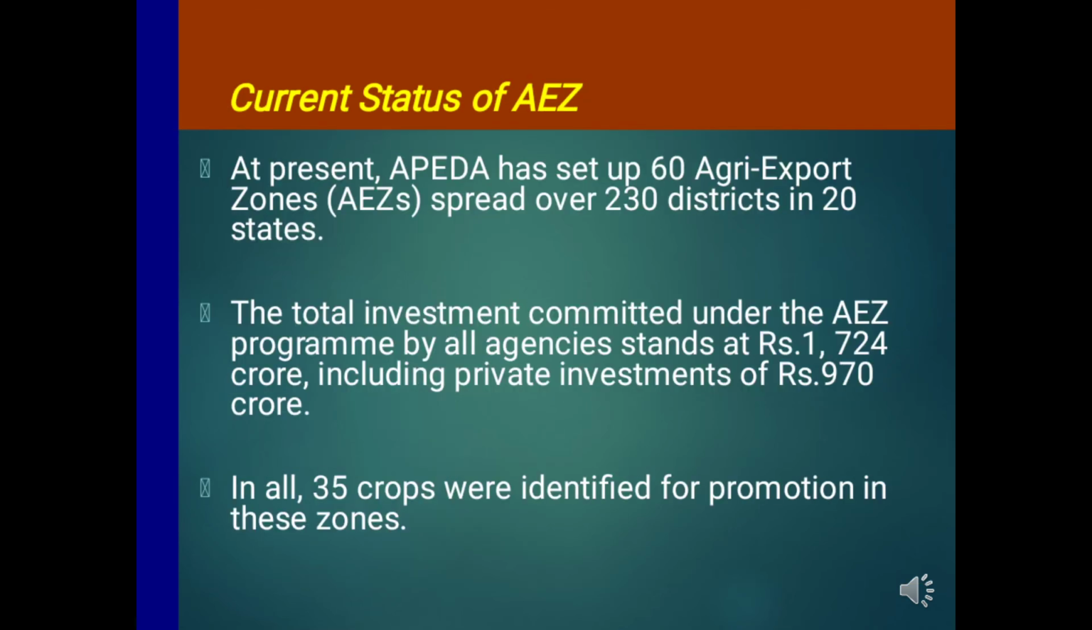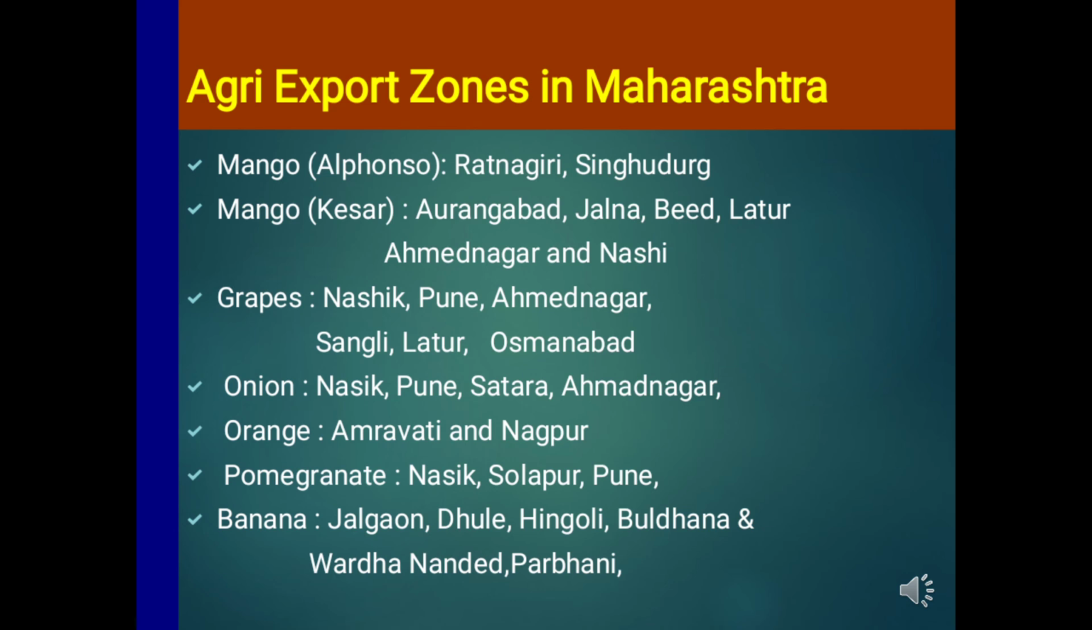Next we see about the current status of Agri Export Zones. At present, there are 60 Agri Export Zones spread over 230 districts in 20 states. The total investment committed under Agri Export Zone is rupees 970 crore. In all, 35 crops were identified for promotion in all the zones. Agri Export Zones in Maharashtra: mango, grapes, onion, orange, pomegranate and banana.